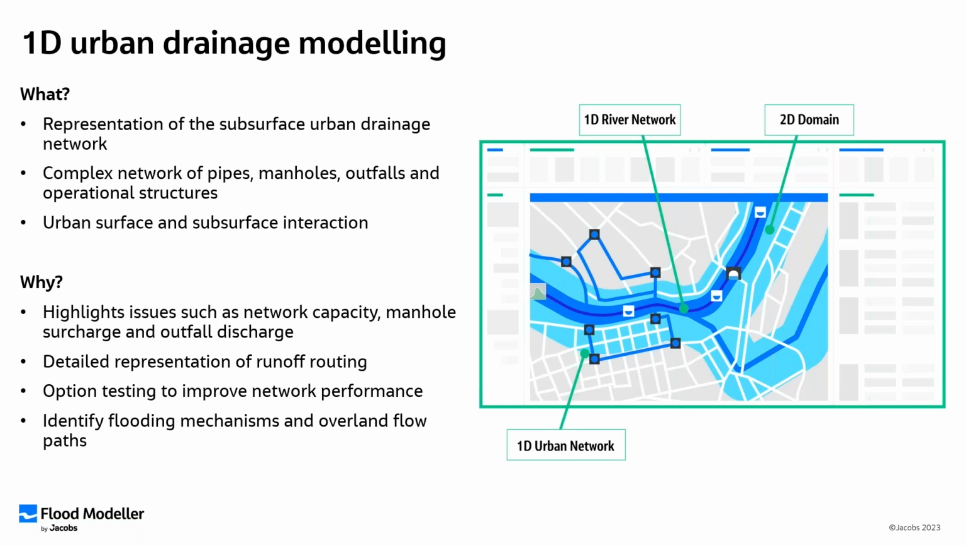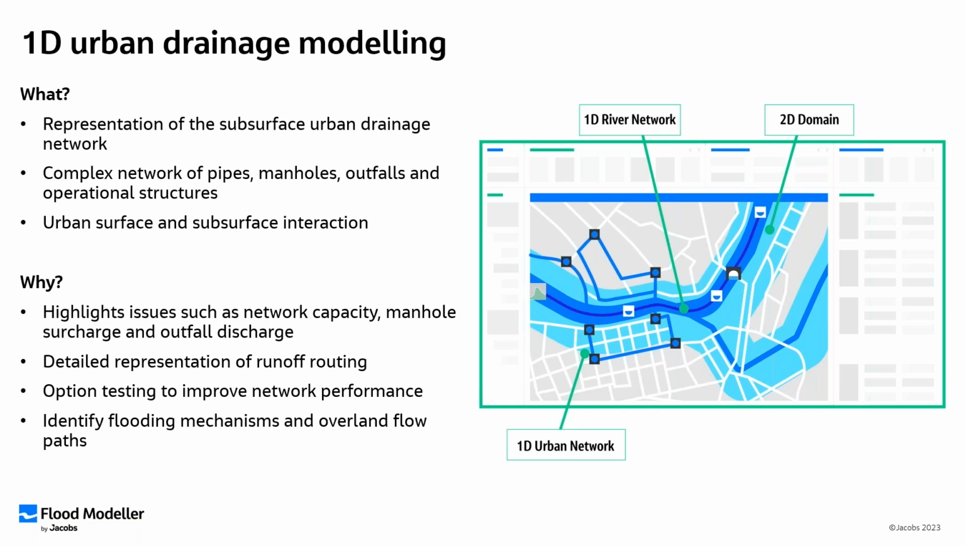Within urban areas, this allows detailed understanding of key issues in the network, such as pipe capacity, points of flooding from manhole surcharge, and discharge via outfalls. The user could then go on to option modeling to improve the network, such as pipe upsizing, additional storage, or the addition of new branches.